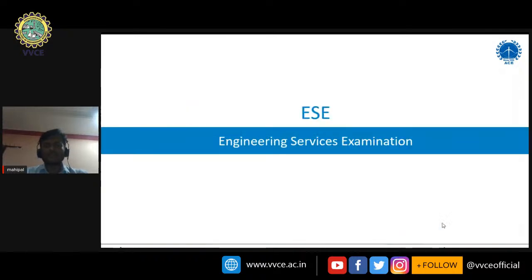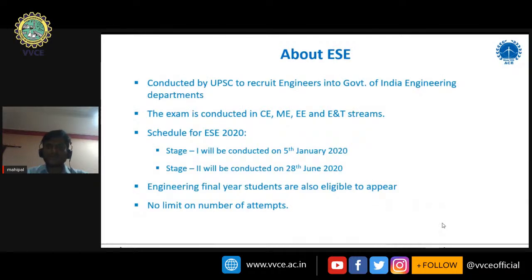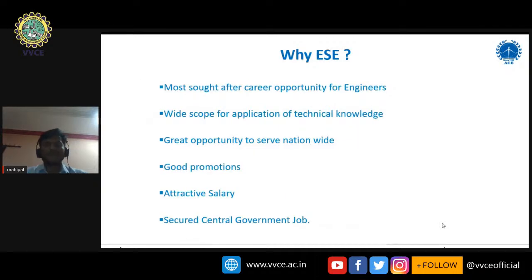Coming to the next examination, ESE, Engineering Services. This is conducted by UPSC to recruit engineering students into Government of India engineering departments, conducted in 4 streams: civil, mechanical, electrical, and electronics. This is a 3 stage examination: stage 1, stage 2, stage 3. Final year students are also eligible, with no limit on the number of attempts. These are the reasons why engineering students are really interested in the ESE examination.